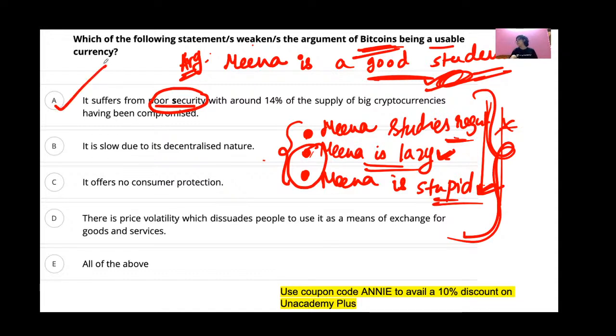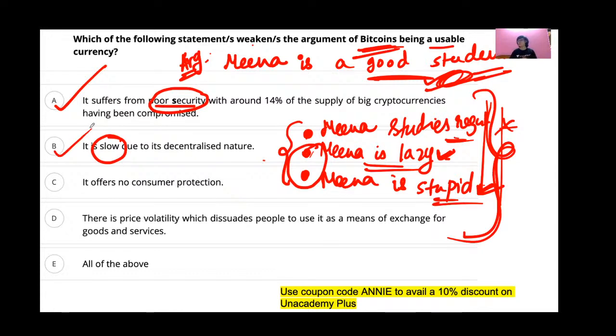Next option. It is slow due to its decentralized nature. Who wants to use a system that is slow? No one. If I give you a smartphone and that smartphone works very slowly, you will not like to use it. There are many laptops which work very slowly, very inefficient. You don't like those laptops. You want an efficient system. So when it becomes slow, the argument that it is usable weakens. So this is also right.